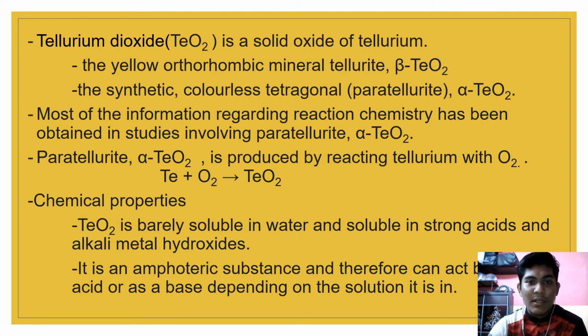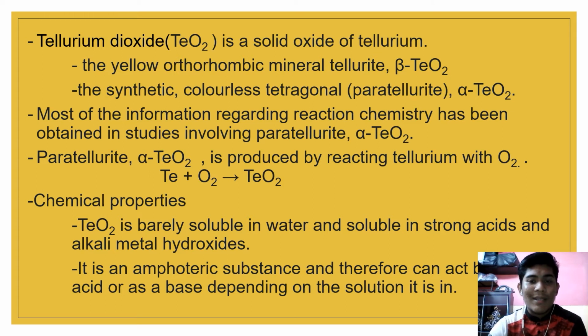Tellurium dioxide is a solid oxide of tellurium that can be found in two forms. The first form is the yellow orthorhombic mineral tellurite, or β-TeO2, and the second one is the synthetic colorless tetragonal, or paratellurite. Most of the information regarding reaction chemistry has been obtained in studies involving paratellurite.